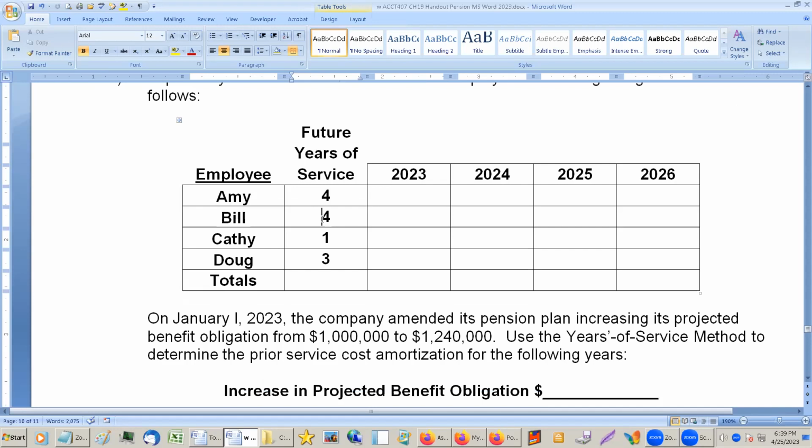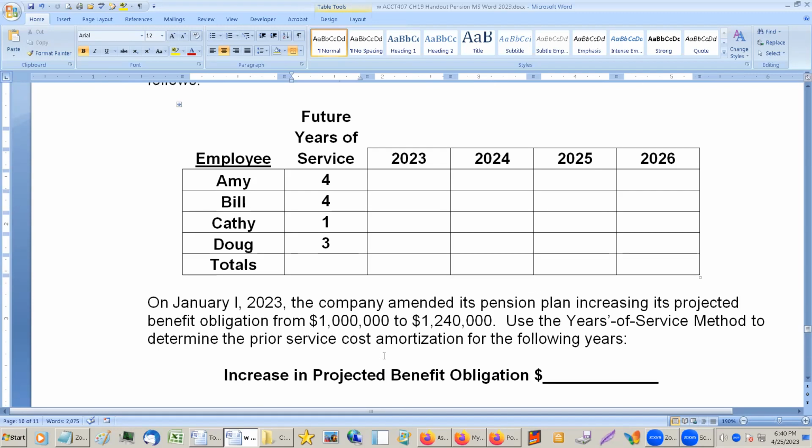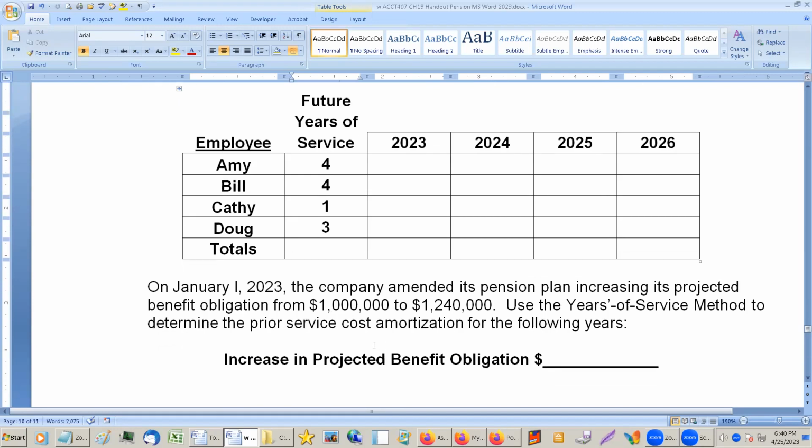Future years of service, 4413. Okay. So on January 21st, the company amended its pension plan, increasing the projected benefit obligation from $1 million to $1,240,000.